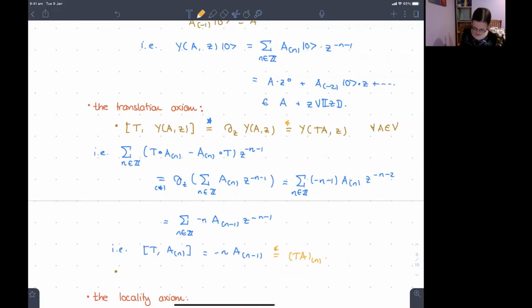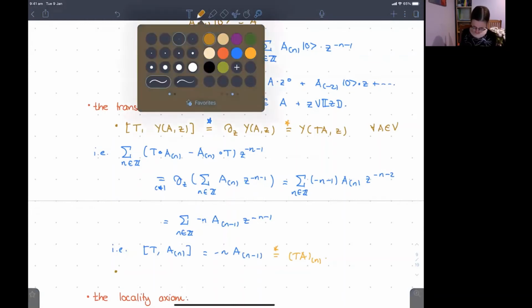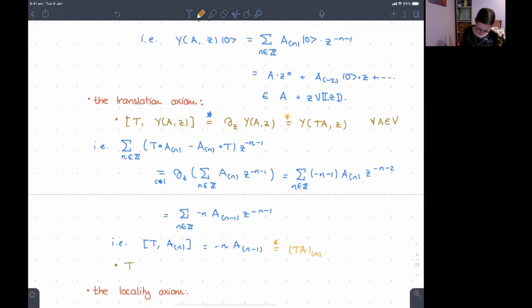Okay, so really this axiom could be viewed as a whole collection of axioms like this, indexed by n's. And the second part of the translation axiom is more straightforward. It just tells us that if we act on our vacuum vector with T, we get 0.